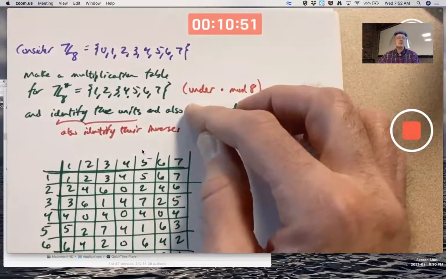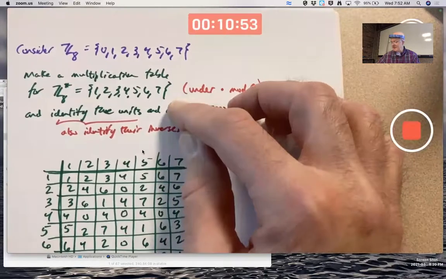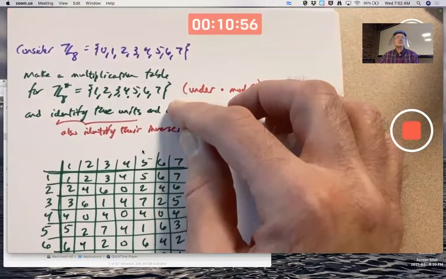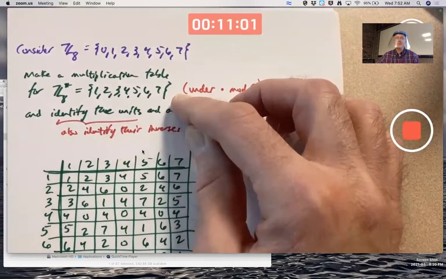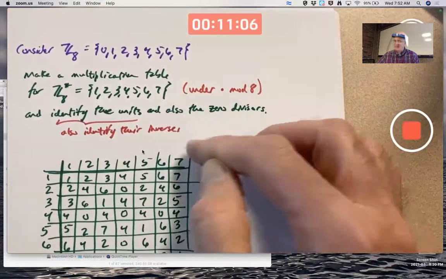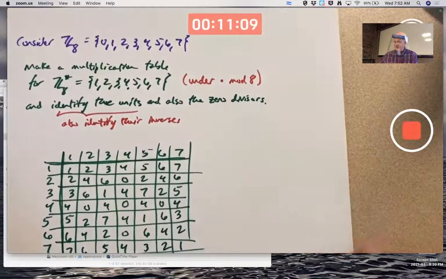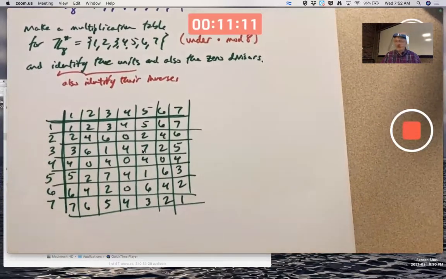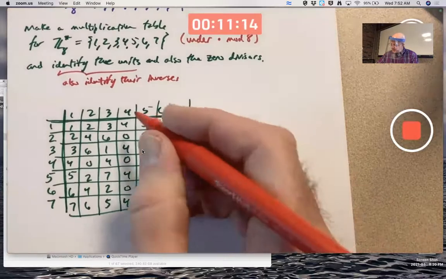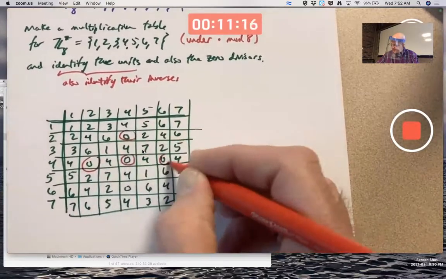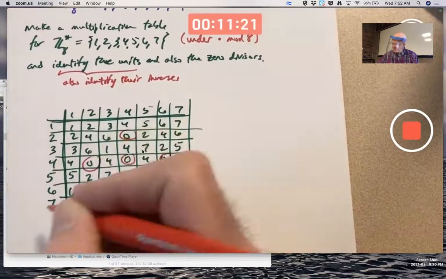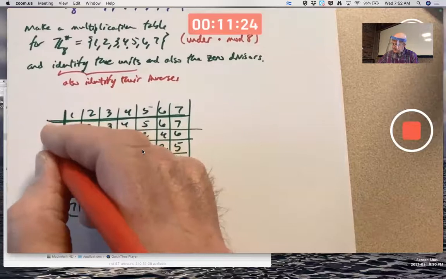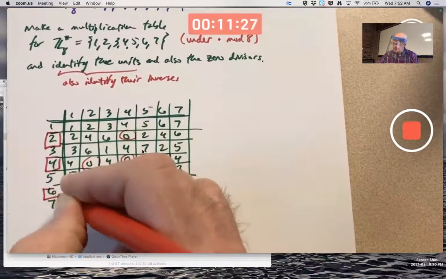Told you to make a multiplication table for Z8 star, which would be Z8, take away 0. This does not end up being a group, but you can still make a multiplication table for it. We should probably avoid calling it a Cayley table because it's not a group under multiplication. Identify the units and the zero divisors. Well, the zero divisors, once you've got this table made, are pretty easy to identify. Whenever you see the number 0 in here, the numbers in that row or that column are all zero divisors. So the zero divisors are 2, 4, and 6.